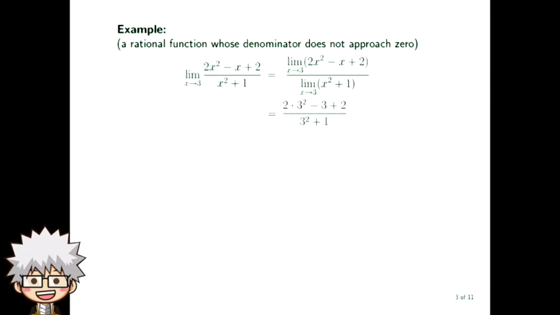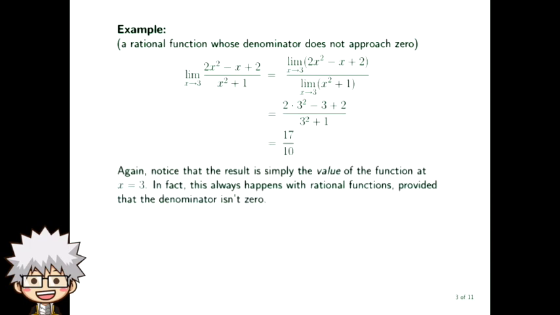We simply have the value of the numerator at 3 divided by the value of the denominator at 3, and so the limit here ends up being 17/10. Again, notice the result is simply the value of the function at x equals 3. In fact, this always happens with rational functions, provided that the denominator isn't 0.